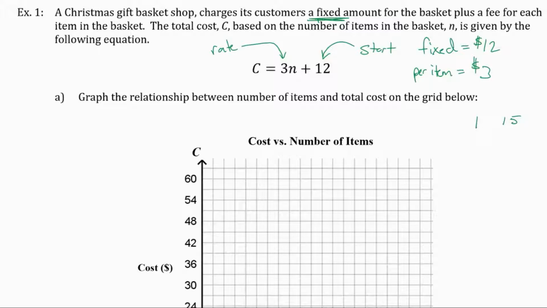What about for 5 items? Well, I'd still pay the $12, but now I'd be paying $3 per item for 5 items. That's $15 total, right? Because 5 items, $3 each is 15, and 12 plus 15 would be 27. So the total is made up of those two parts, the fixed part and the total cost per item part, right? And those two add up to the total cost of the basket.